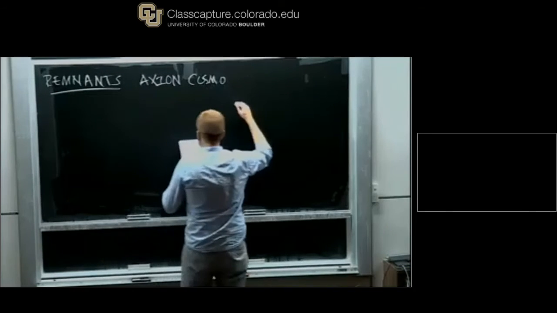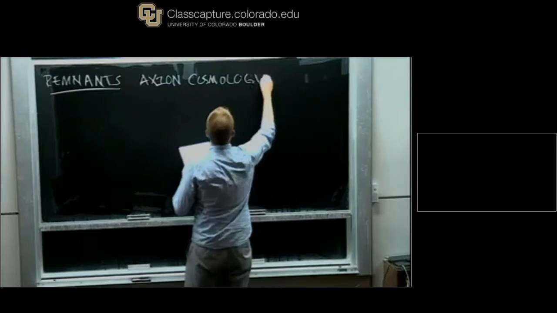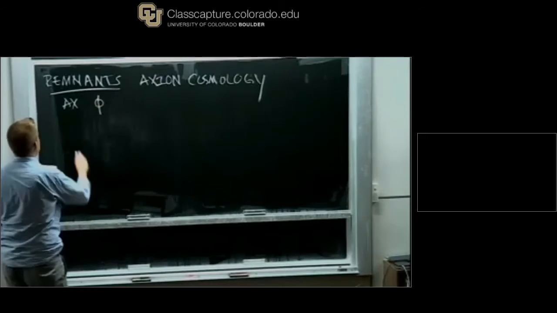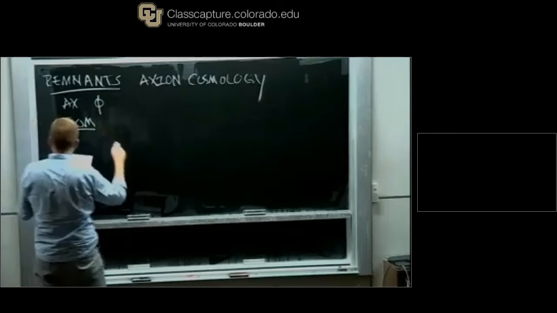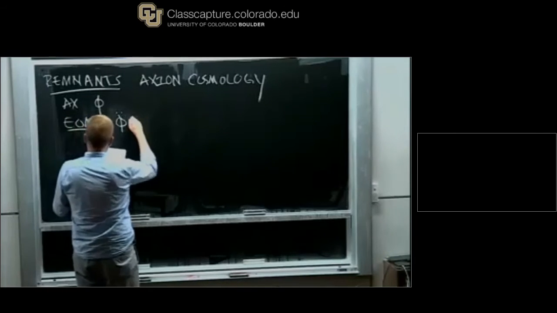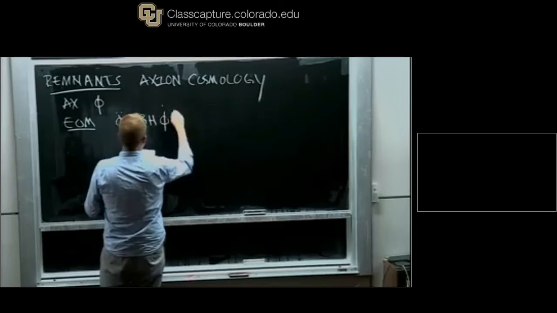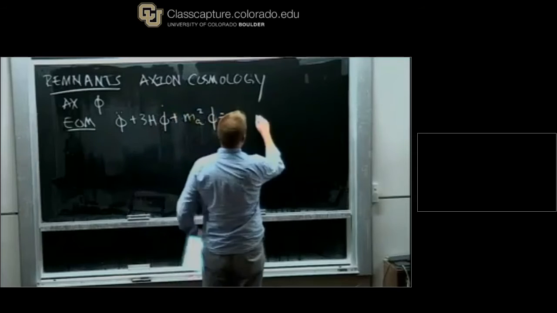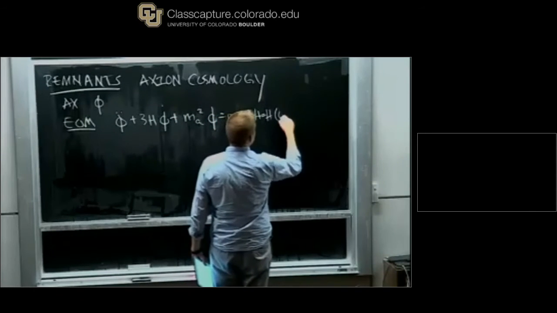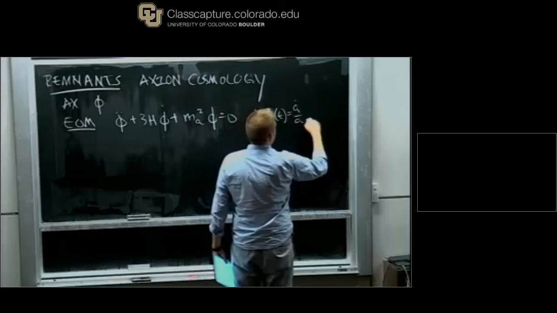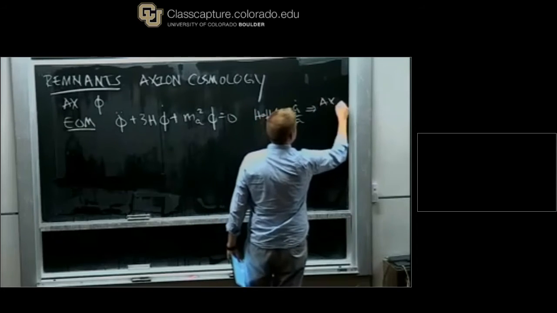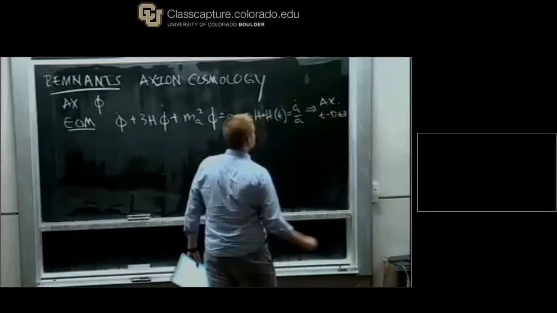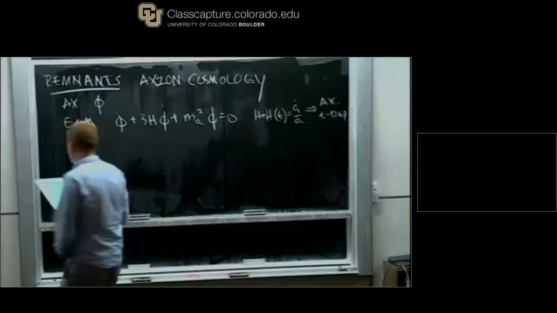you can ask, if you excite these in the early universe, what can happen? So here I'm going to have an axion phi. And in an FRW background, the equation of motion for an axion is phi double dot plus 3H phi dot plus m_a squared phi equals 0. And of course, H is the Hubble constant, H(t), which is a dot over a. And this implies that your axion cosmology can be time dependent in interesting ways. So there's two basic cases.